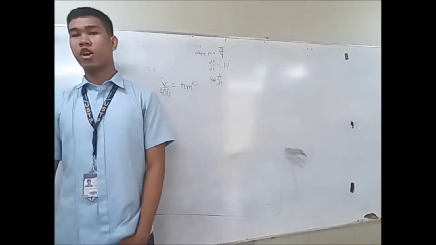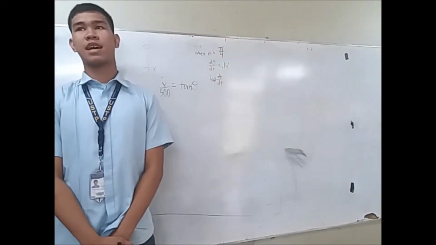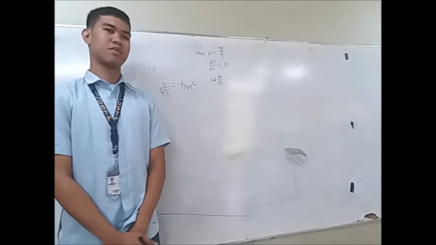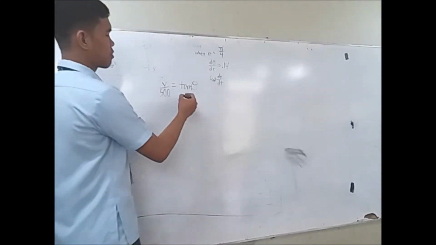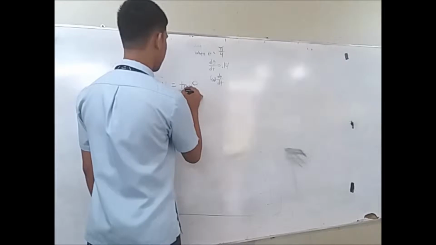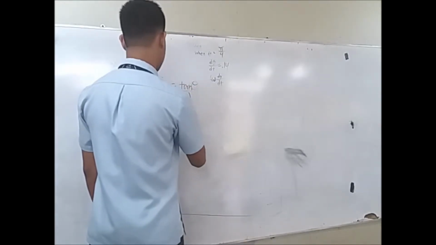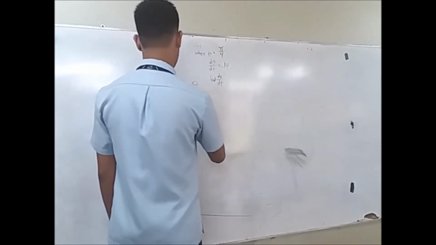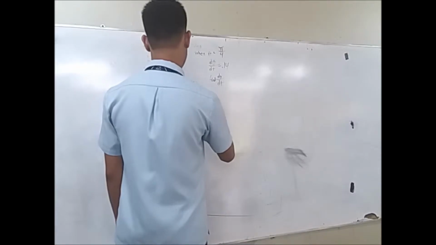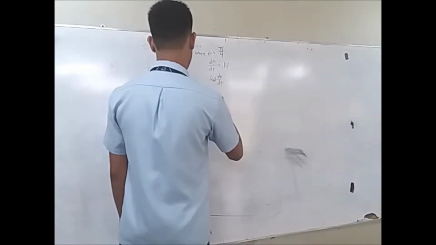So we have here y over 500 equals tan theta. What we have to do is cross multiply it. So we have y over 1, so it becomes 500 tan theta.